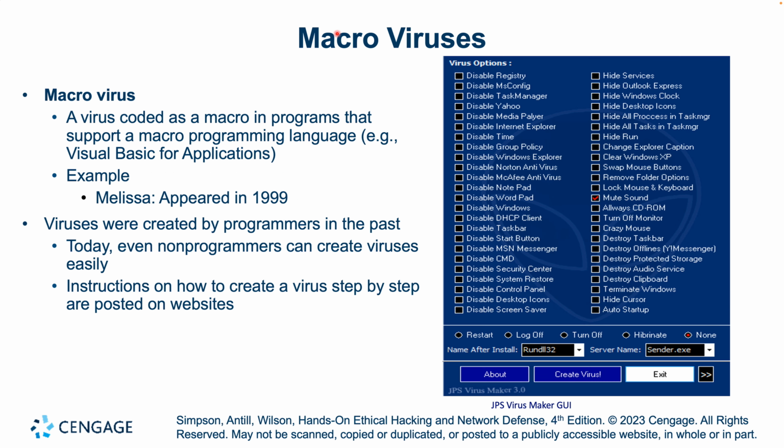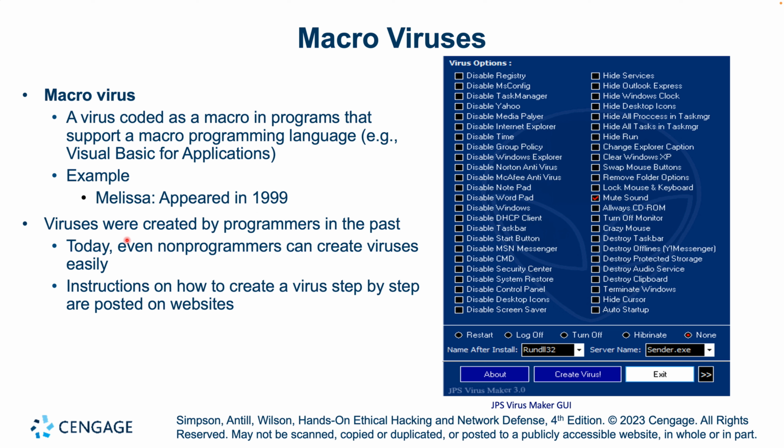Now, macro viruses basically, macro usually refers to a series of instructions or commands that are recorded and saved for later execution. Macros are commonly used to automate repetitive tasks, or perform complex operations with a single command or keystroke. A good example of macro viruses was Melissa, which appeared back in 1999.